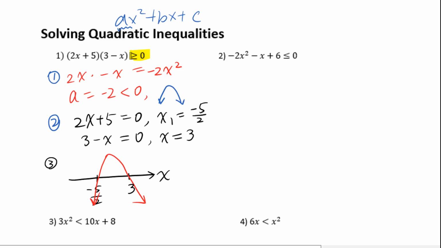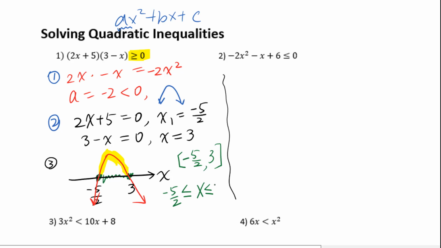And check here, greater than or equal to 0, which means above the x-axis, this part is the solution. Since we have an equal sign, this is a closed circle. Therefore, your solution will be, closed bracket, from negative 5 over 2 to 3. Or you can write x greater than or equal to negative 5 over 2 and less than or equal to 3.